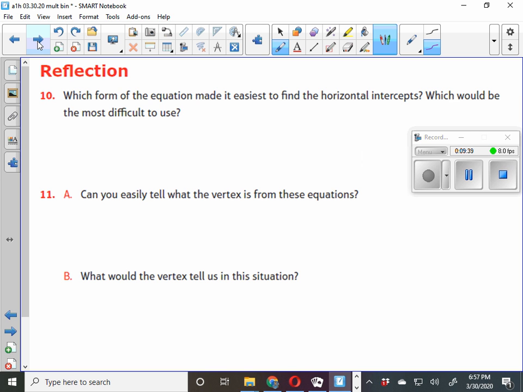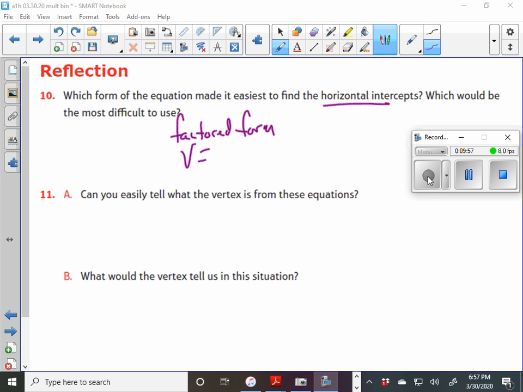Reflection, it'd probably be worthwhile reflecting on this. Which of the equations made it easiest to find the horizontal intercepts? Well, that would be the factored form, or V equals negative 24h times h minus 5. I would think the most difficult would be the one that's all multiplied out.